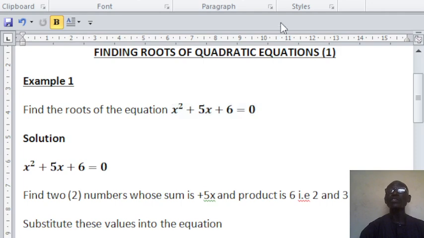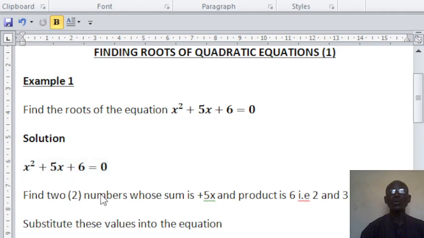In solving this problem, we shall look for two numbers such that when you add them, always consider this middle term. See it here. My cursor is revolving around it. Look for two numbers such that if you add them, they will give you this middle term, 5x, and such that if you multiply those two numbers, you will have 6.